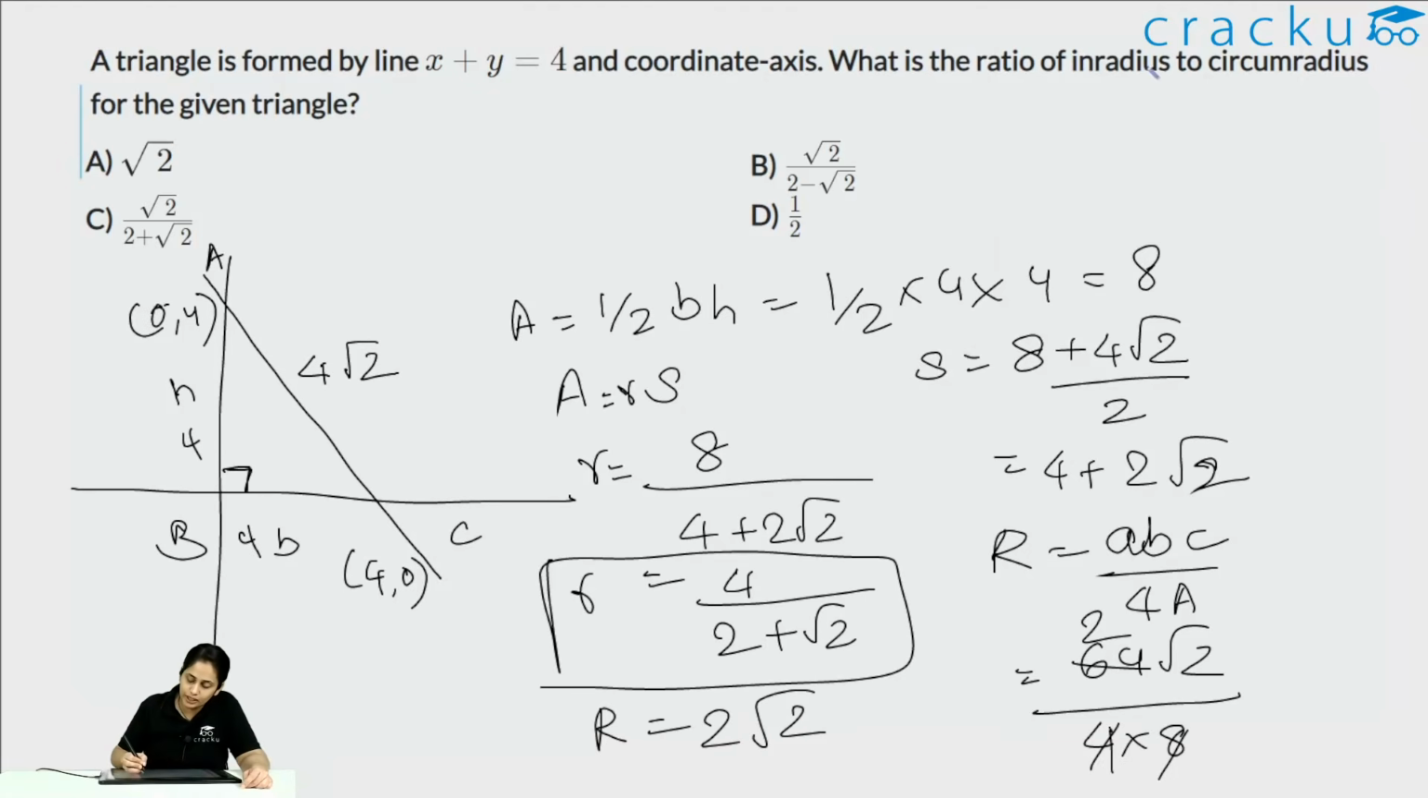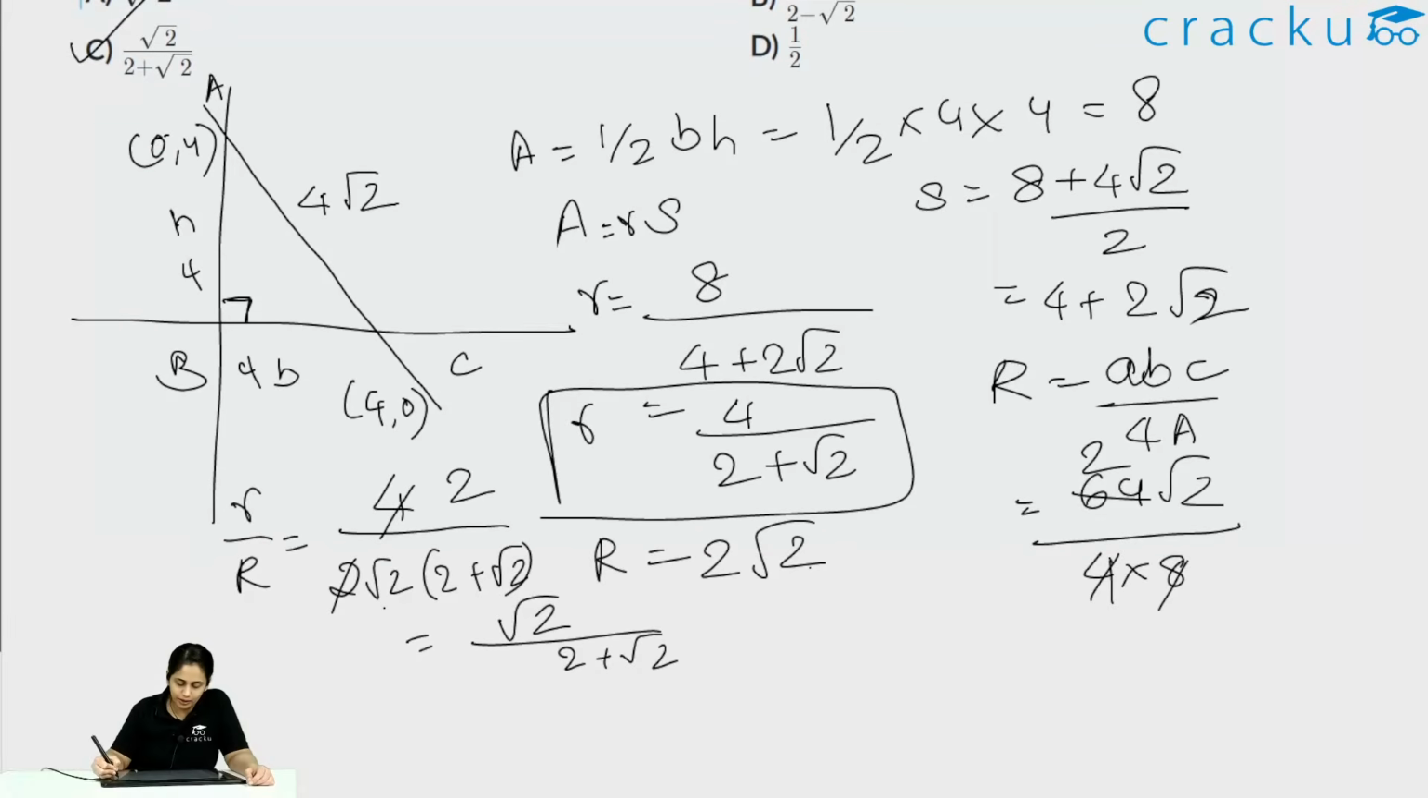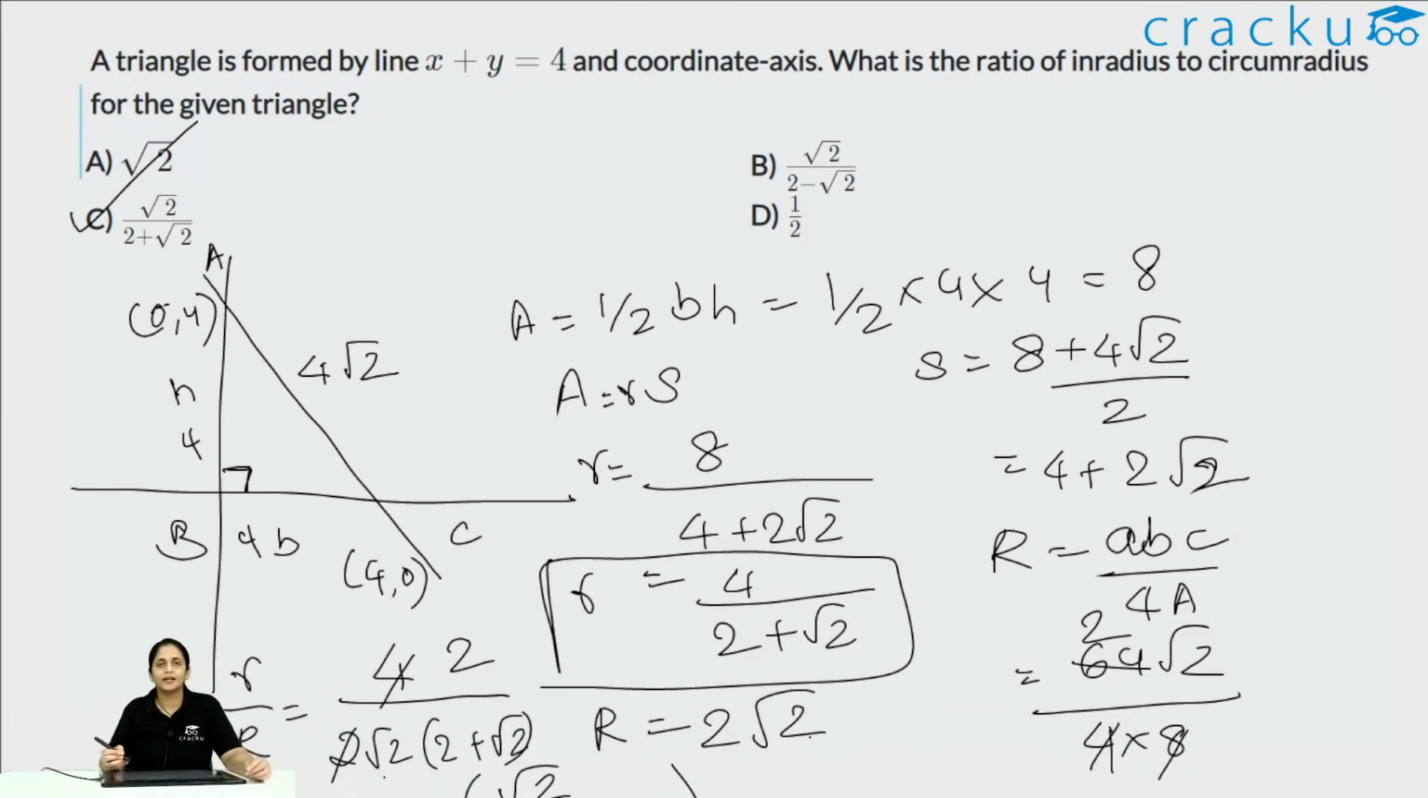So we have to find out the ratio of inradius to circumradius. So I would say r by R is equal to 4 divided by 2 plus root 2, into 2 root 2. If I cancel off this root 2 with the 2 over here, I get root 2 divided by 2 plus root 2. So this is option C, which is root 2 divided by 2 plus root 2. As you can see, this is a pretty simple question. We just had to be careful of getting the ratio of inradius to circumradius.